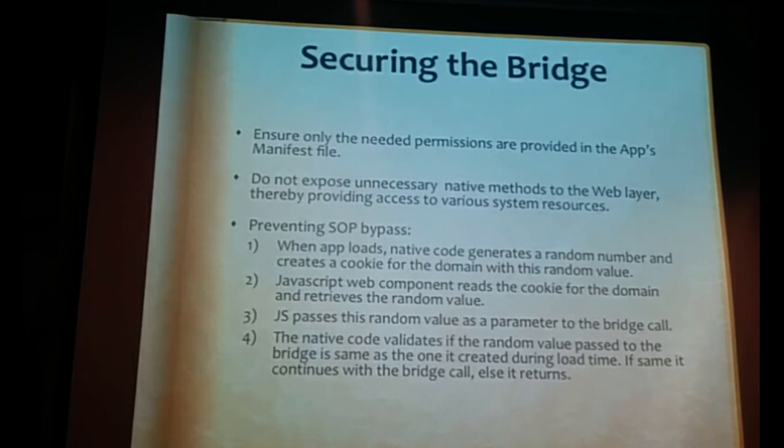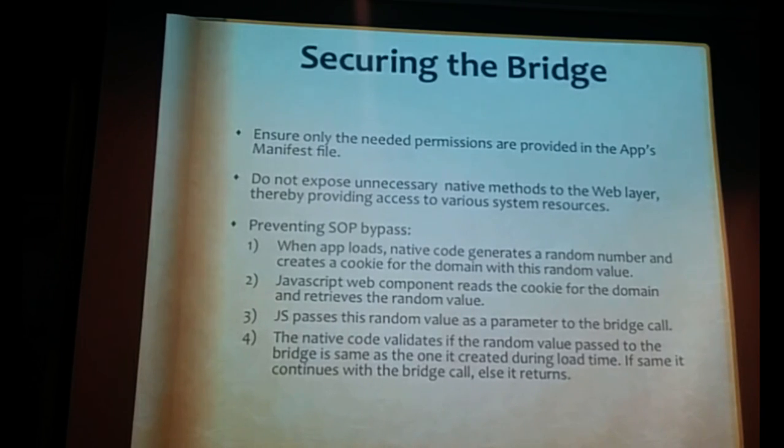Then we talked about the same origin policy bypass, right? Remember the ad page getting access to the web native bridge and making calls to the system resources using the native API that is exposed. How do you prevent that? When the application loads, the native code can create a cookie for the domain that it wants to connect to. Now this cookie can be accessed by the web page because it's in the same domain, right? However, the ad page will not be able to access this cookie.